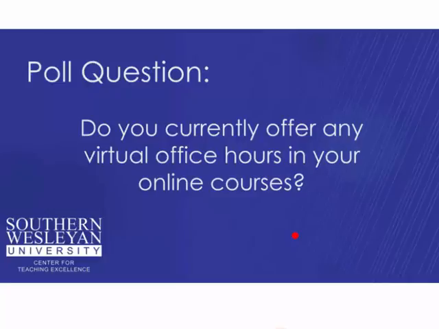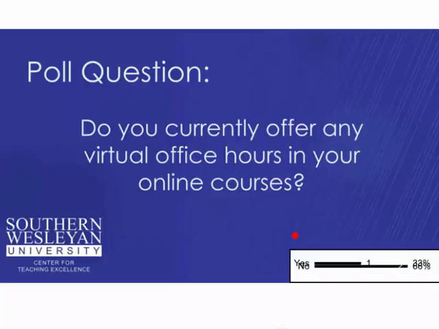So I see that information, what you selected, and then I can publish that. You can see right here at the bottom, currently we have one person who's offering virtual office hours and 2 who are not. So there's a couple of tools in here that allow you to gauge student reactions or get some information that you can then display for them to see.